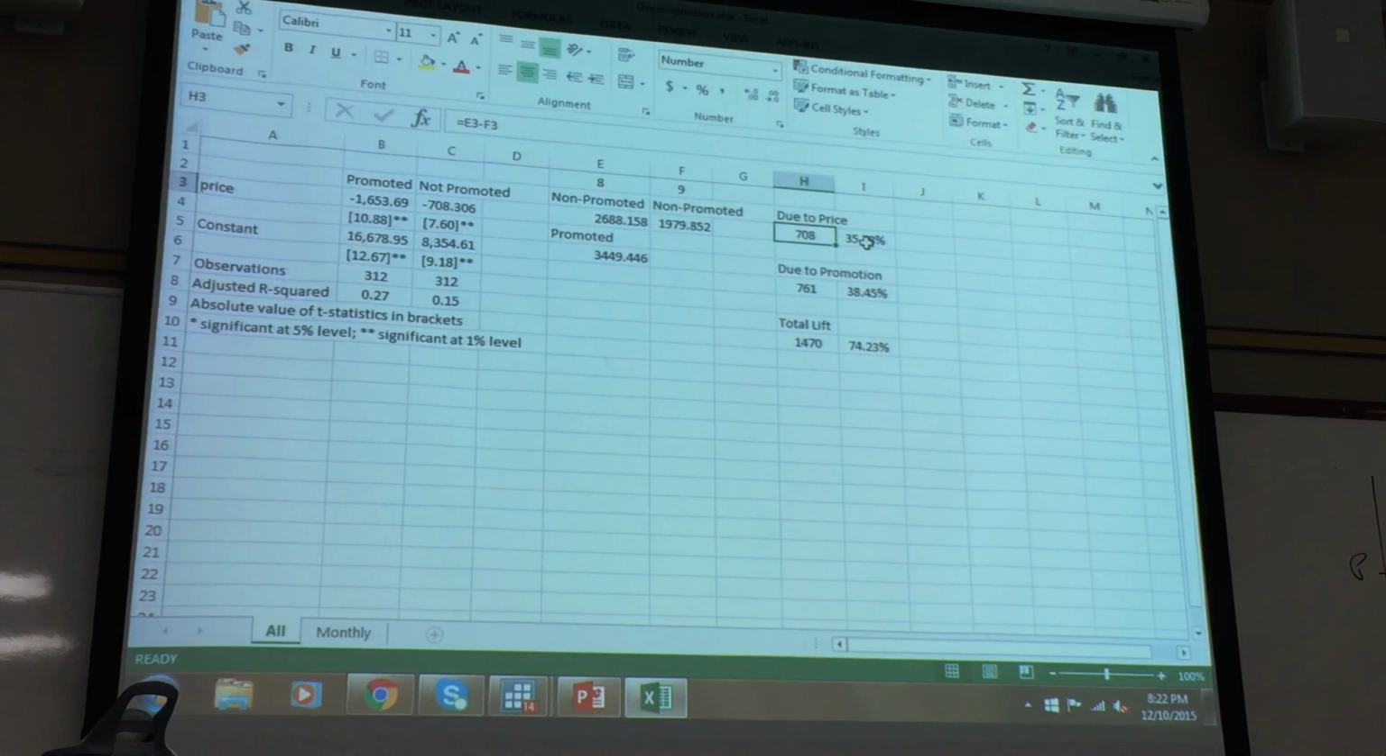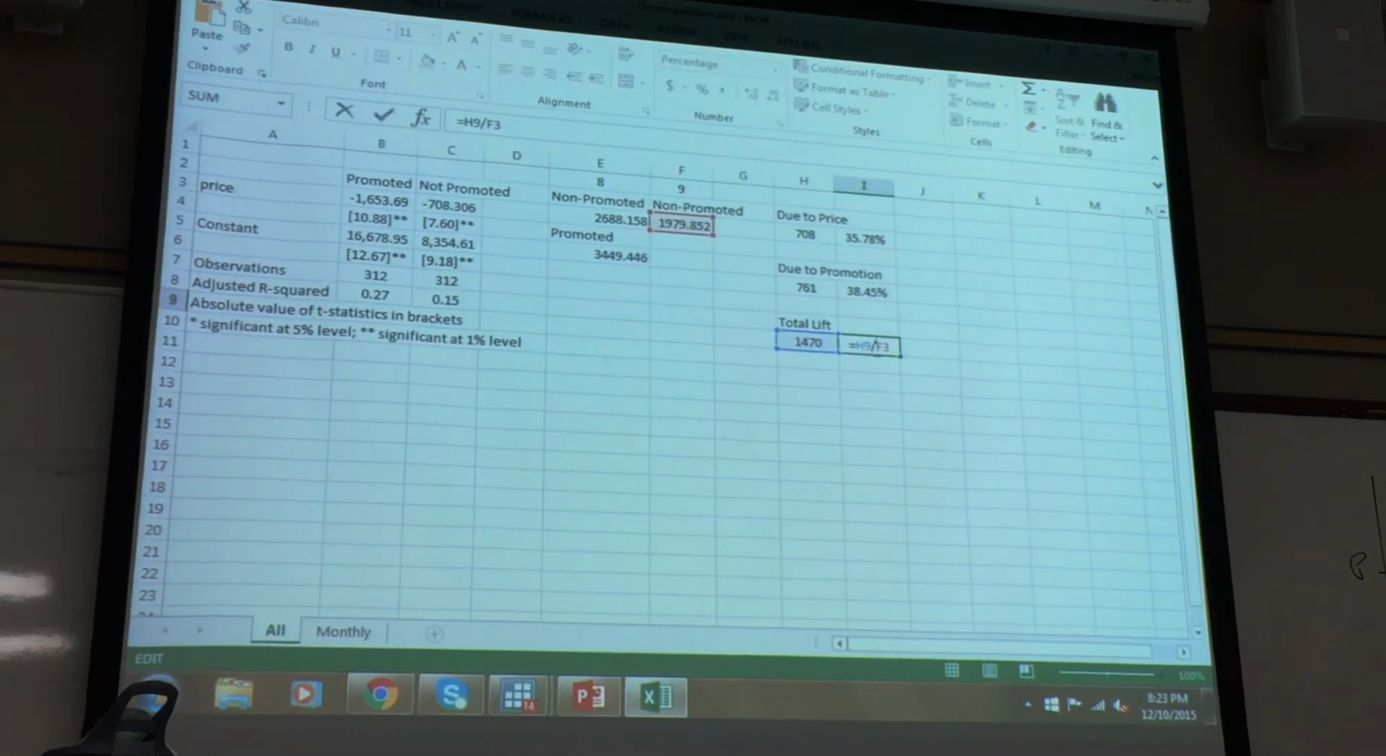Yeah, so in that one, you're looking at the lifts due to price over really the same, they're both over the same. Are they over the same number? Yeah, non-promoted. So if you look at this, it's 1979. 708 over 1979, and 761 over 1979. Correct, they're all over 1979, which is the starting point, right?